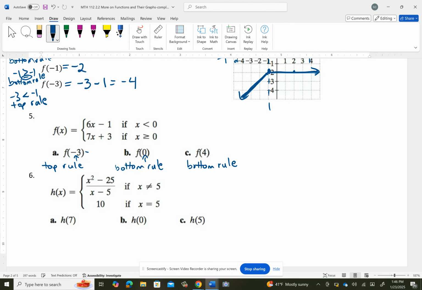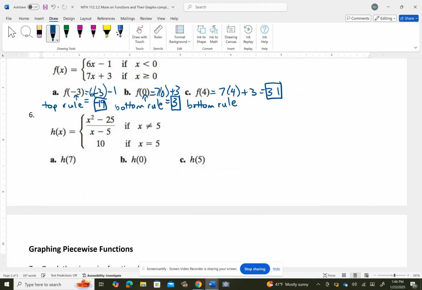So for A, I would plug in a negative 3 into the top rule and just work that out. Negative 18 minus 1 would be negative 19. For B, I would plug in 0, and I would plug it into the bottom rule because 0 is greater than or equal to 0. So that tells me to use the bottom rule. And I would just get a 3 because 7 times 0 would be 0. And I also use the bottom rule for 4. So I'm going to do 7 times 4 plus 3. Okay, so that's going to be 28 plus 3. That'll be 31. And your answers are just those y values. Okay?